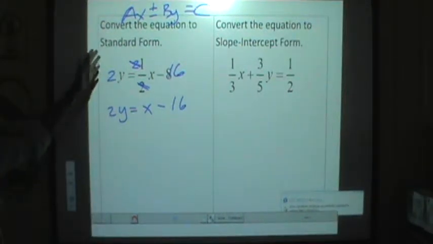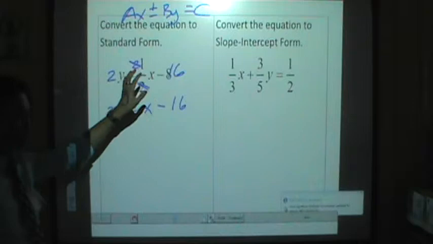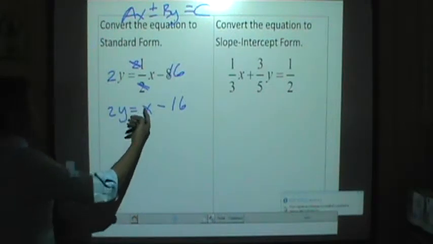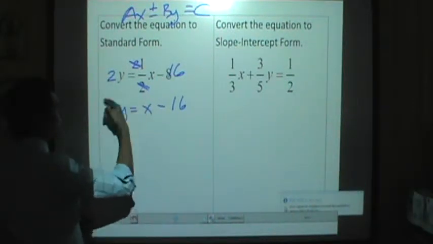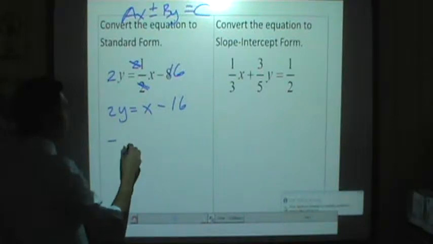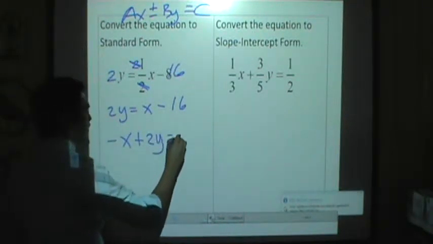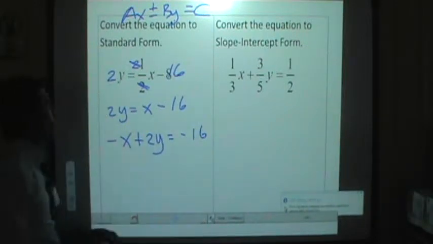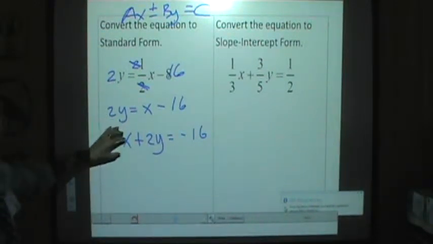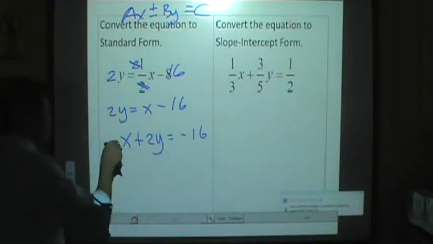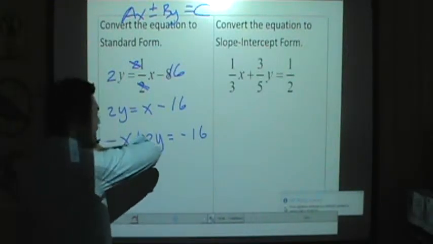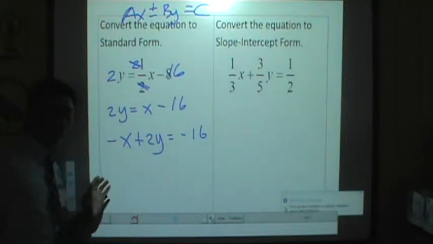Now again, we want both x and y terms on the left side, so why don't we just go ahead and move that x over to the left, and that's going to become negative x plus 2y equals negative 16. But wait, according to the standard form, the leading term, the x, must be positive. So to change this to positive, why don't we just multiply the rest by negative signs?